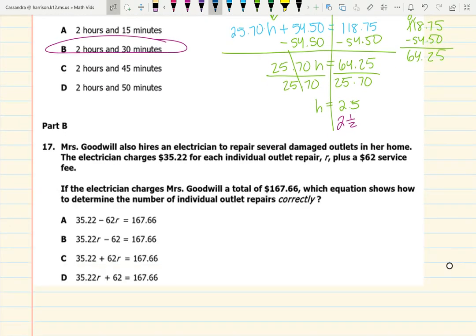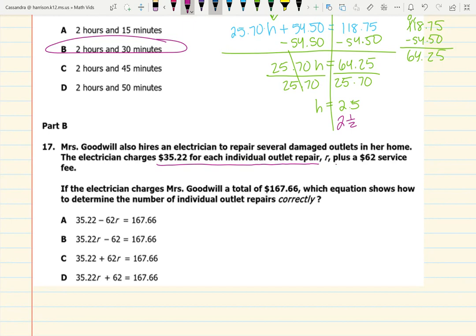And let's go through the last one, part B. Mrs. Goodwill also hires an electrician to repair several damaged outlets in her home. The electrician charges $35.22 for each individual outlet repair. Is the electrician charging per hour? No. Per outlet repair. And if you're like, what's an outlet? You know, like the wall socket that you plug your phone into. Every time they fix one of those, they're charging you $35.22. Doesn't matter how long it takes them, it's per outlet.